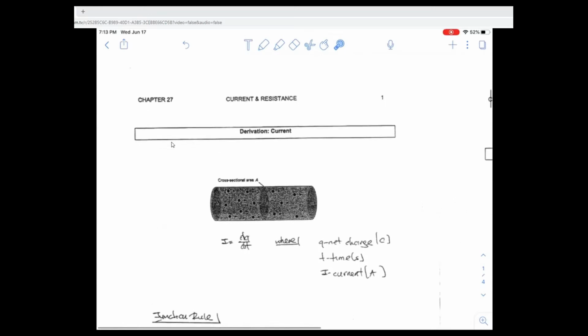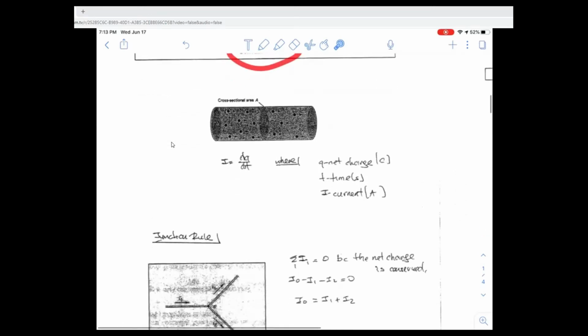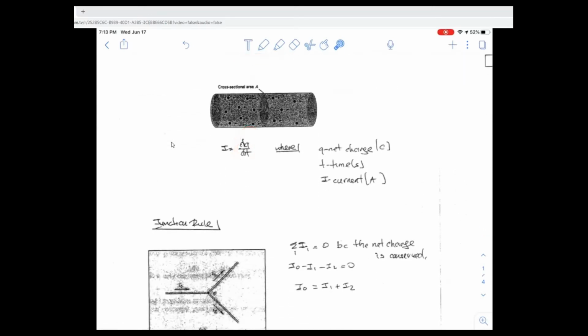All right, so let's move on to this page. It says derivation, current. The current is net charge per second, the number of charges per second going across this cross-sectional area. That depends on how fast the charges are moving in this direction. The faster they are moving, the more charges will be going across this region per second. So the larger the net charge is, the larger the current is. The net charge becomes large because the charges are moving at a given speed. So the faster they move, the larger the net charge, the more the current is.